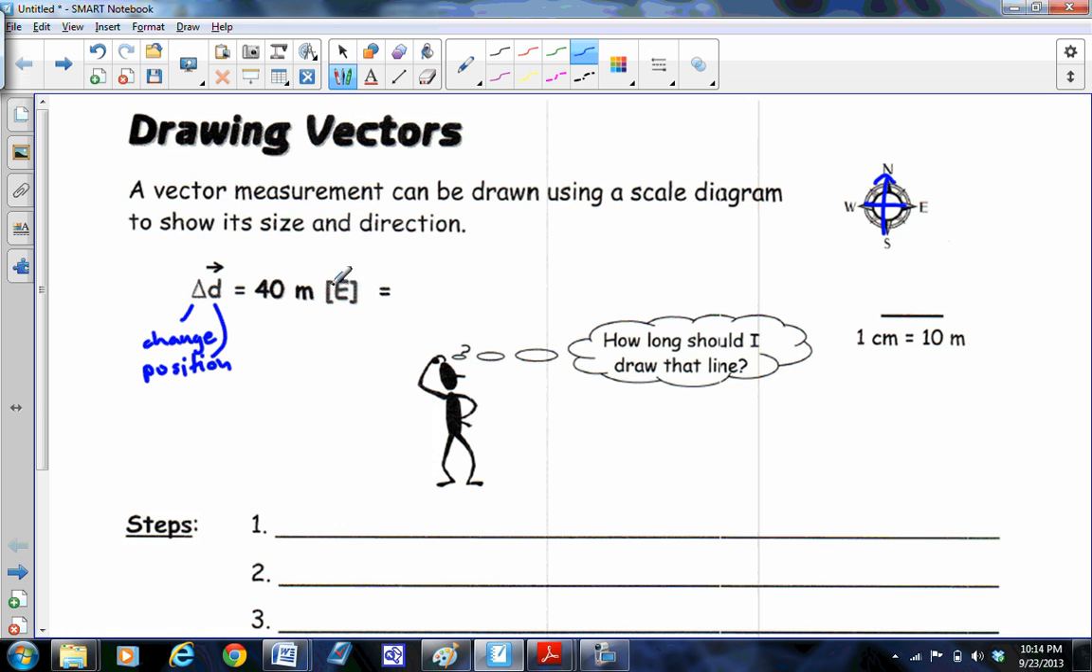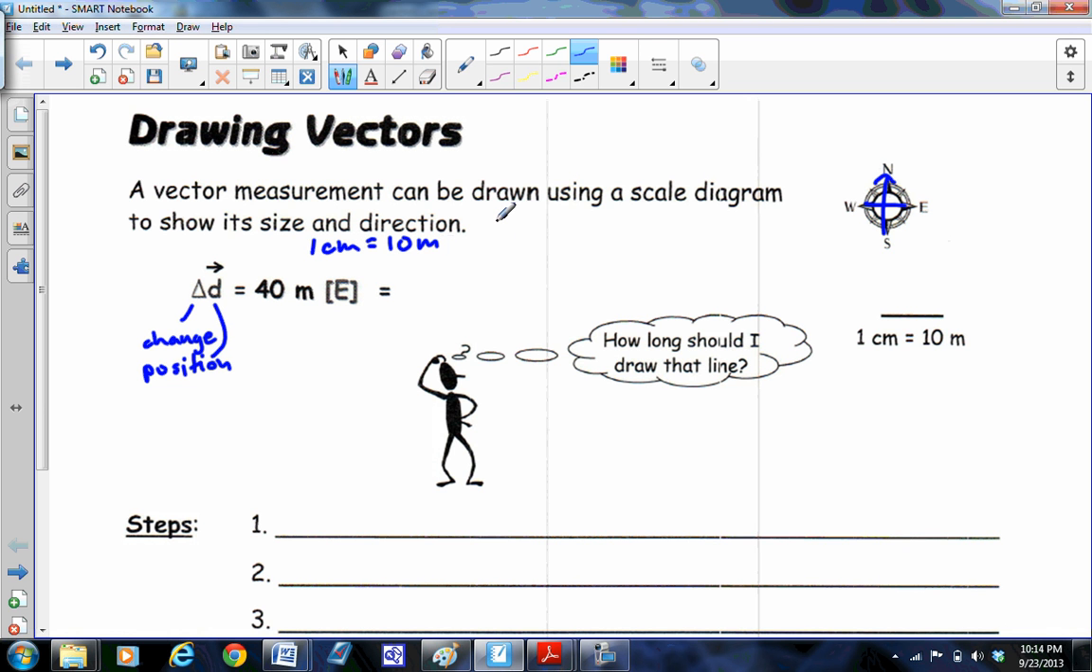So we're going to write down what 1 centimeter is going to represent, a scale version of this. So I'm in the tens, so I'm going to say 1 centimeter equals 10 meters. So just by looking at this, I need to put 40 meters on paper. So if 10 meters is 1 centimeter, 40 meters would be 4 centimeters.